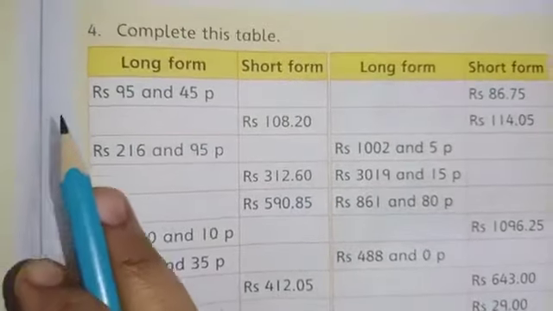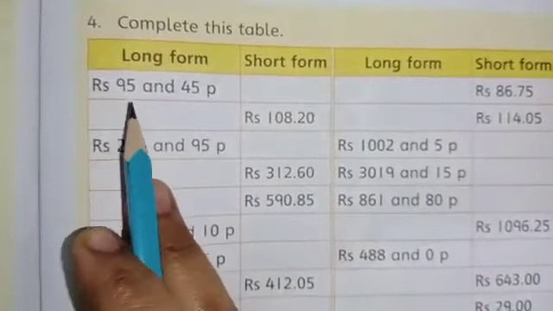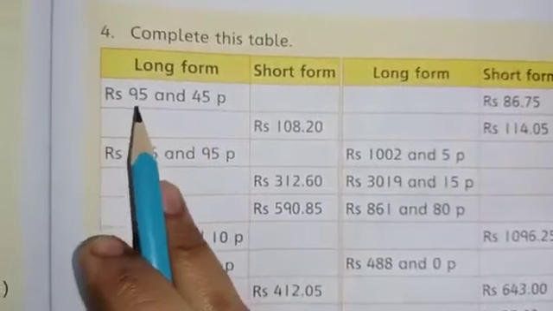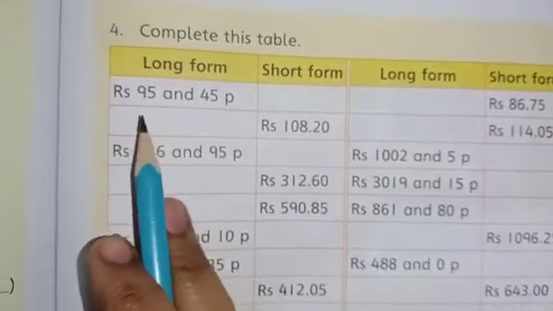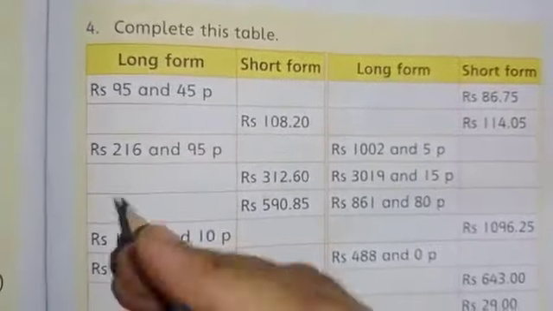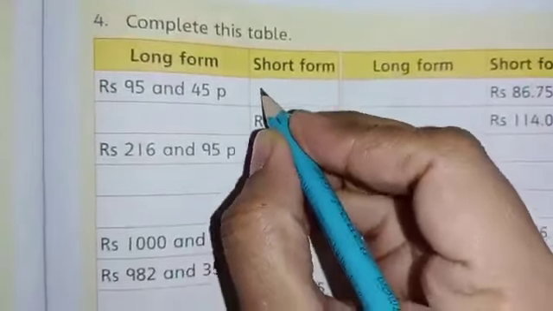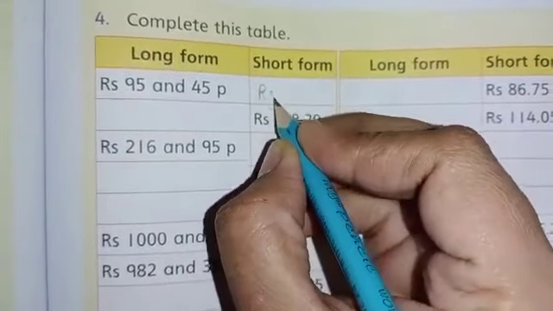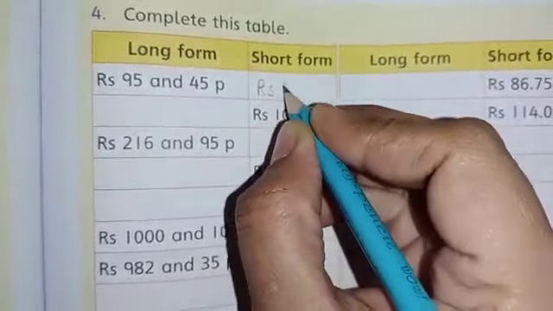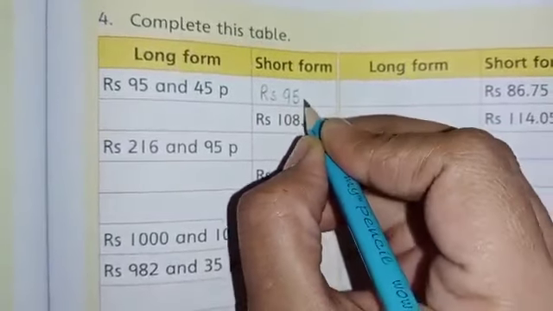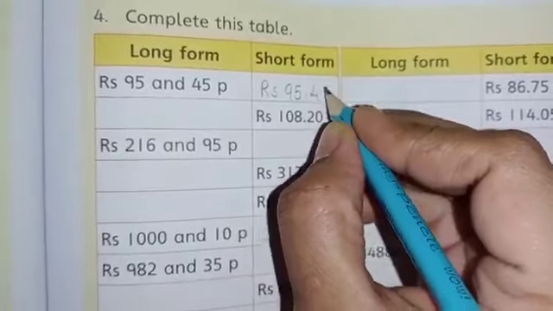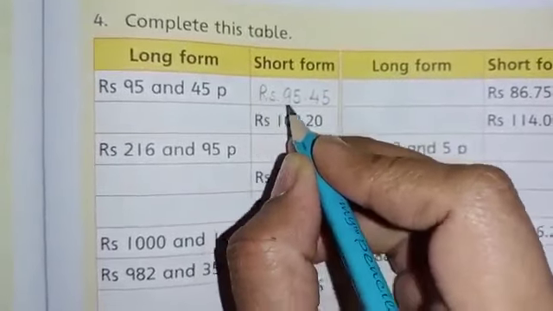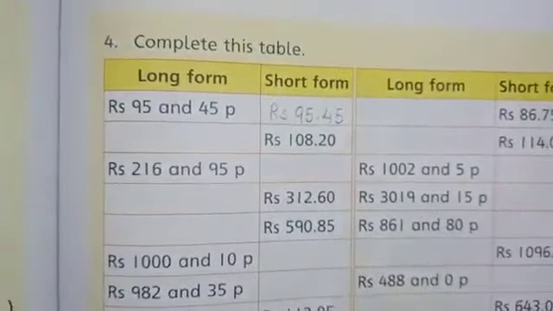Now students, look at question number 4. Complete this table. It is given in long form, rupees 95 and 45 paisas, and we have to write the short form. As I have told you, first we write rupees and 95. Now we put a point, and after the point we write the paisas value, so it's 45. So it means rupees 95.45.